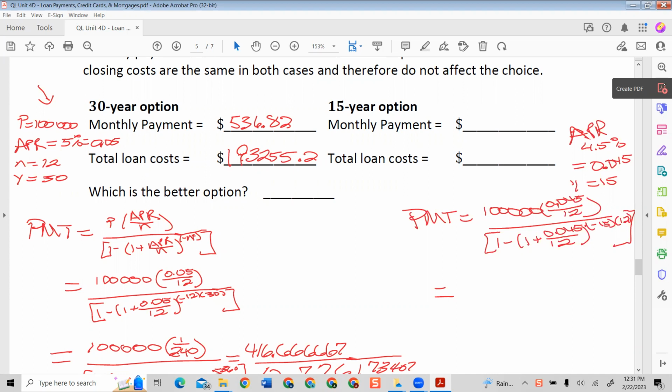Don't forget, if you're typing it all in at once, don't forget to use parentheses. And raised to the power of, I got negative 12 times 15. Okay, so I end up with a payment of $764.99.